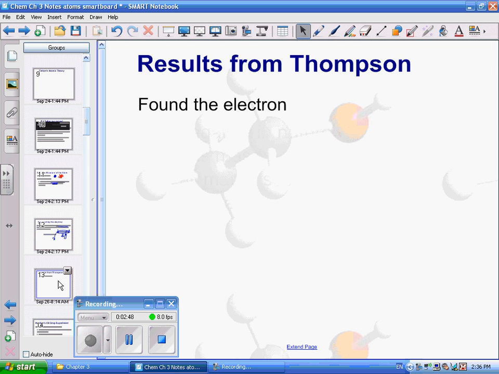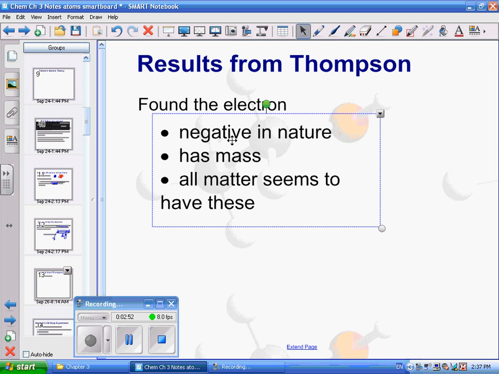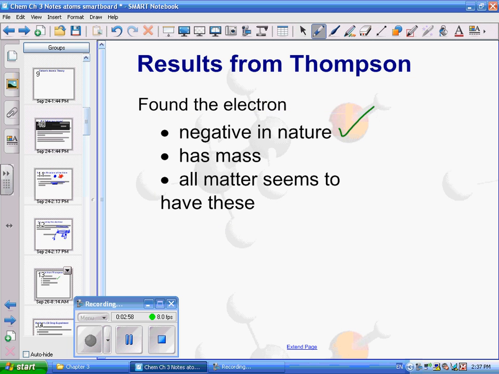And what they found through these different experiments with Thomson's cathode ray tube, they found three things. Number one, the beam of light was negative in nature. Okay, we know this because it was either attracted to or repelled away from a magnet. The second thing, they did some experiments, was that it had mass. Okay, this thing was able to move little paddle wheels and stuff like that. I'm not going to get into that.